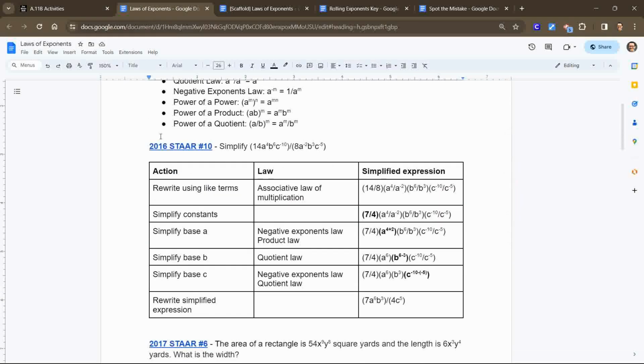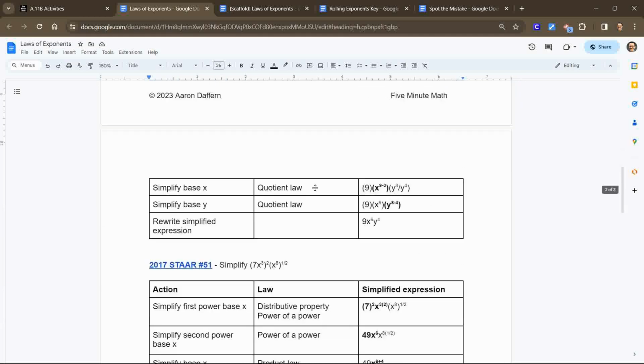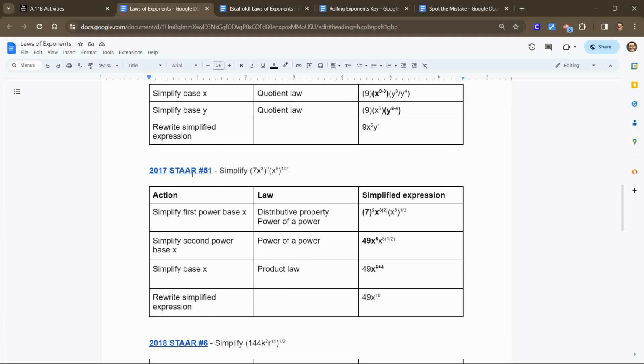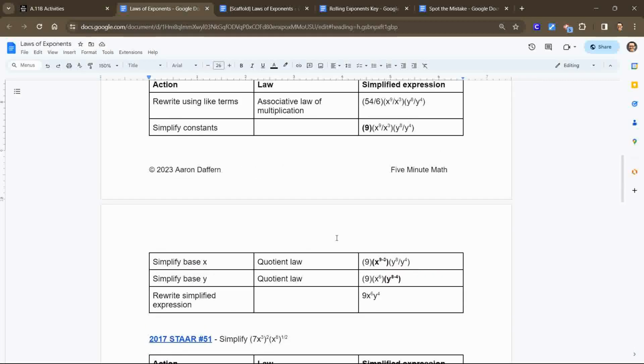Not all of them, but I just went ahead and labeled them here for you. So this is number 10 off the 2016 STAR, number 6 off the 2017 STAR, 51 off the 2017 STAR, so on and so forth. And what you want students to do with a partner is to list out each step, the relevant law, and then the partially simplified expression per row. So we'll take it step by step.